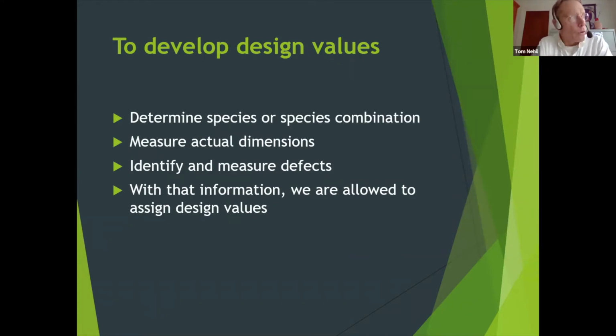So to develop our design values that we're going to use to calculate the strength of the building, we need to know the species of wood or the species combination that it falls in. We want to measure the actual dimensions of the sticks that are used, so we know the true cross section. We need to identify the defects and then we measure them. With that information, the code tells us that we're allowed to assign design values, allowable stresses. So that's why it's important.